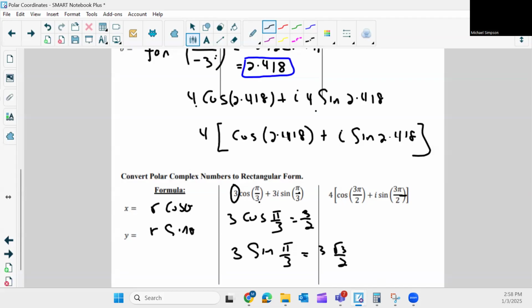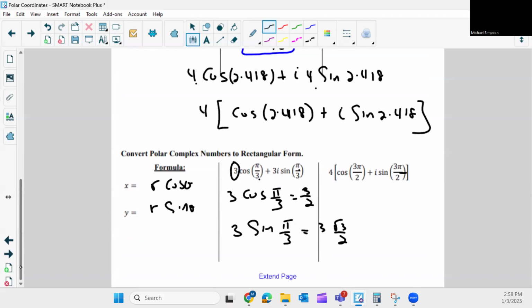And so in complex form now, we're going to get z equals 3 over 2, or 1.5, plus i times 3 root 3 over 2. That's it. So going from the polar form back to the regular form is pretty straightforward.